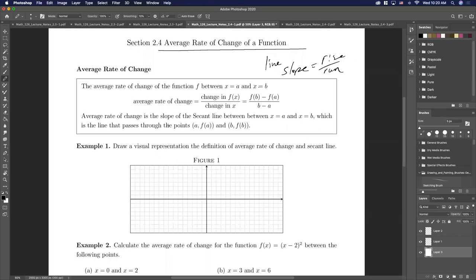And so what we have here is the average rate of change is the slope of the secant line between the two points. The secant line just basically is, if I drew the line between those two, which is the line between f of a and this. And so basically we're just doing lots of slopes today. So draw a visual representation of the secant line.